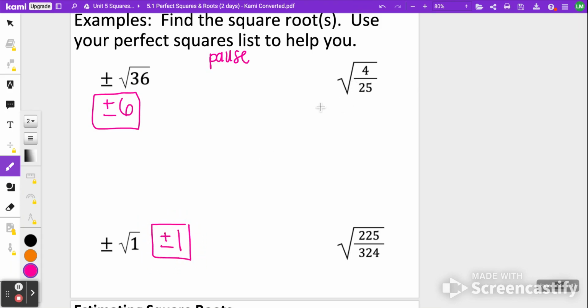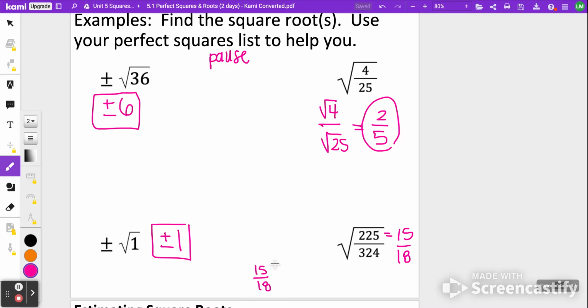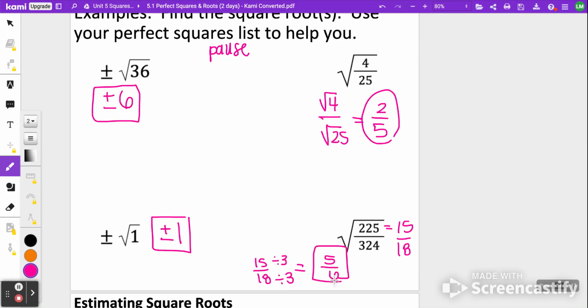Up here, again, one of those fraction examples, so just break them up into two separate square roots. The square root of 4 is 2, the square root of 25 is 5. And then this one you might have had to go back to your list for. We would just take the square root of 225, which is going to give us 15. And then the square root of 324, which is 18. But notice that 15 and 18 could be simplified. So if I take 15 and 18 and divide both of those by 3, I'm going to get 5/6 as my final result.